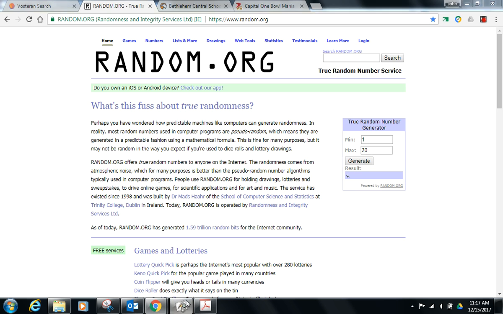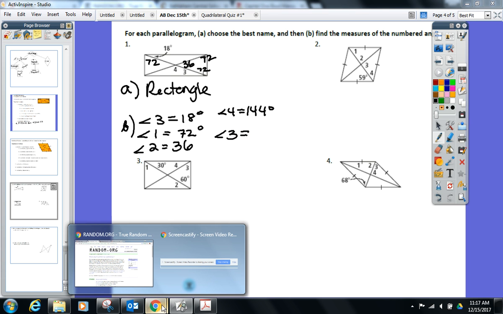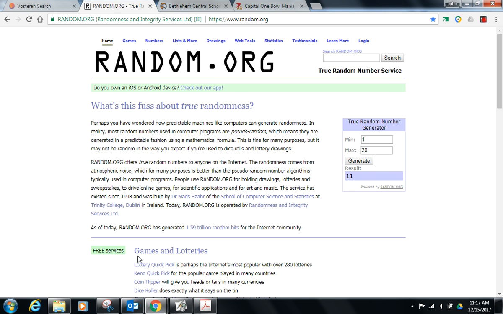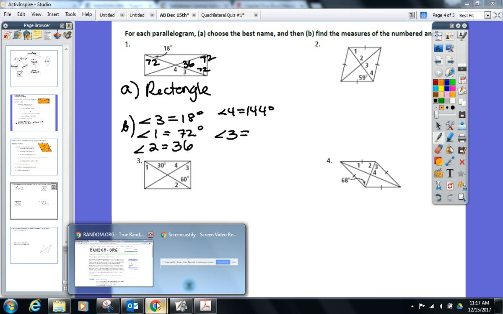Go ahead, Luke, need somebody. Sean. Go. Angle 4 is 144. Angle 4, 144, how do you know? 180 minus 36. Linear pairs are supplementary. Okay. And then how about angle 3 now? 11? Perfect.